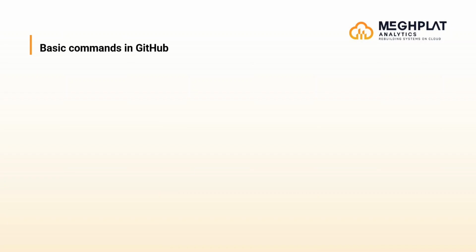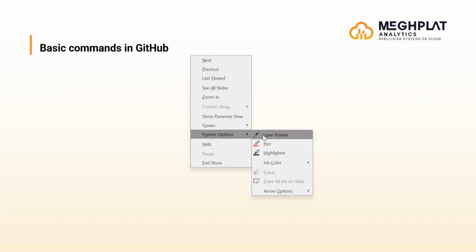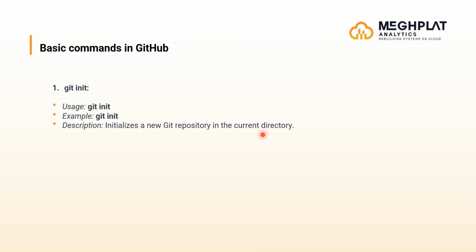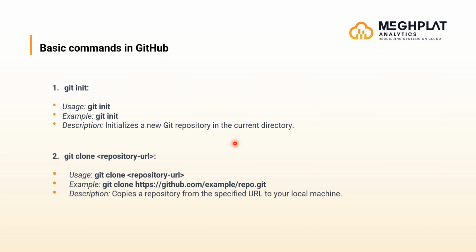Let's say the basic commands in GitHub. So the first one is git init. How we use it is as git init. You can see the example here. What does git init do? It initializes a new Git repository in the current directory.